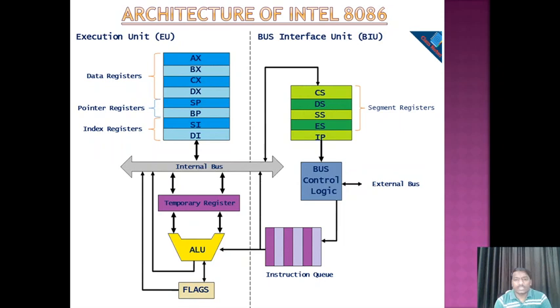So it is basically a combination of segment registers, code segment, data segment, stack segment, and extra segment. This is a different topic. एक complete topic is segment registers and instruction pointer. These registers plus bus control logic make up the bus interface unit. With this control logic, the microprocessor communicates with the outside world with the help of external buses. And this is the instruction queue.